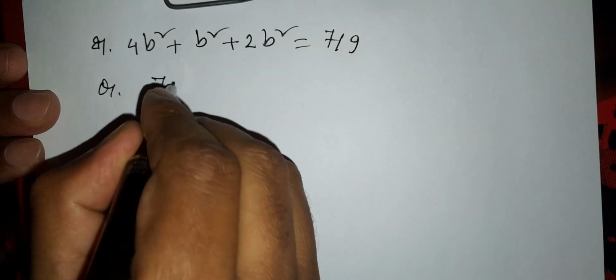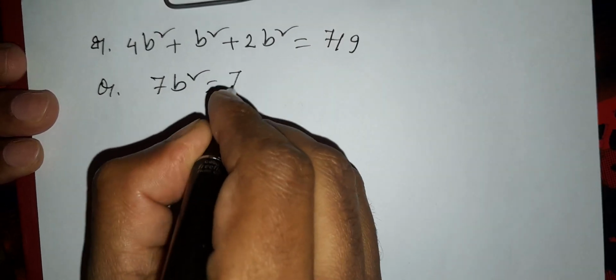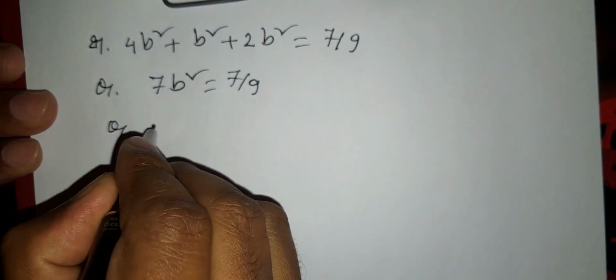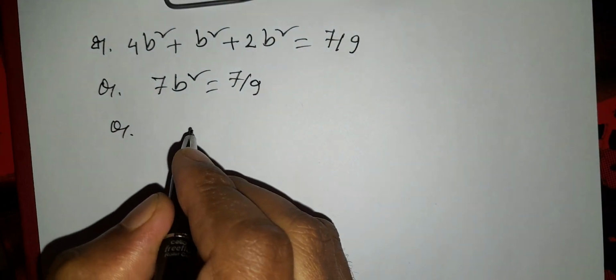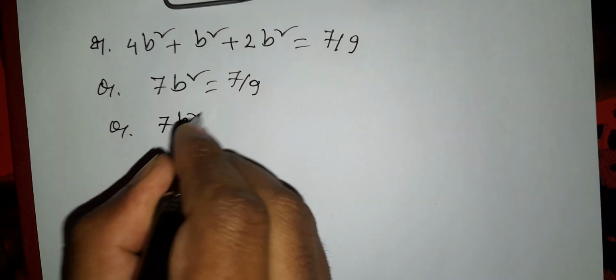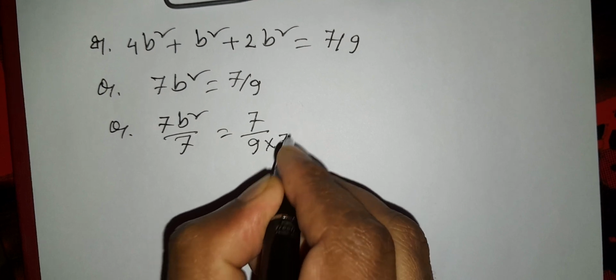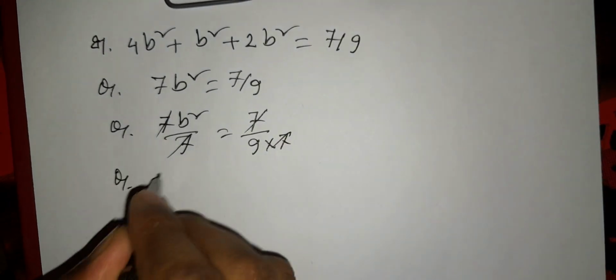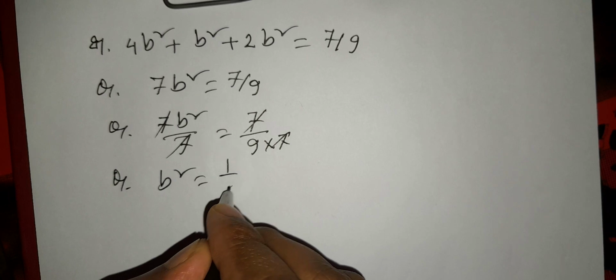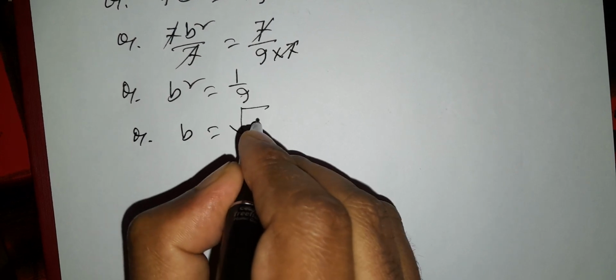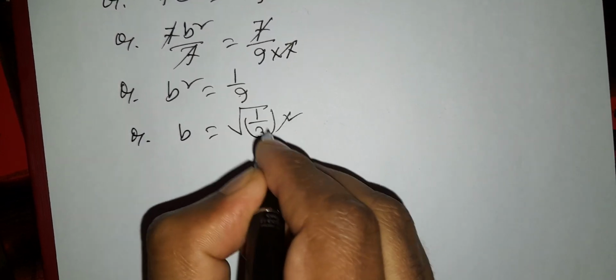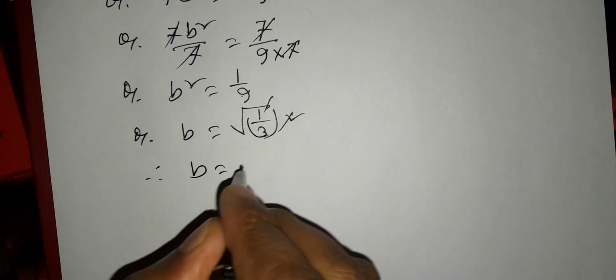Here 7b square equals 7 by 9. Divide both sides by 7: 7b square by 7 equals 7 by 9 into 7. Cancel. b square equals 1 by 9, equal to root over, 1 by 3 square. The square root cancels, so b equals 1 by 3.